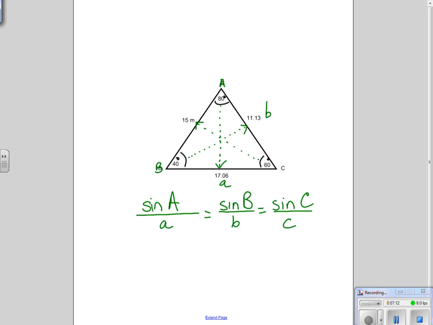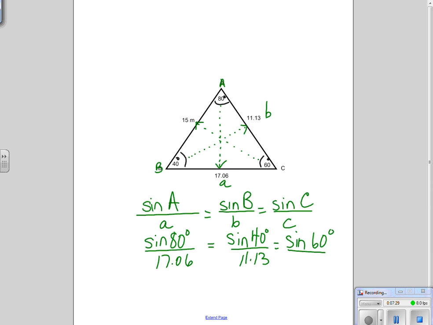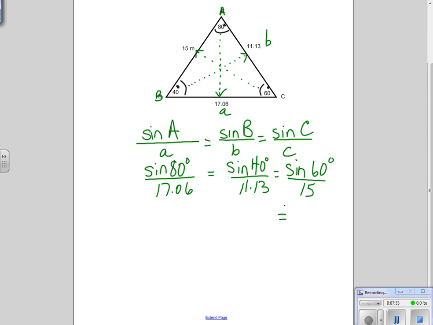We can check that that is true. Is it true that sine of 80 degrees over 17.06 is equal to sine of 40 degrees over 11.13 is equal to sine of 60 degrees over 15? Because we've introduced rounding errors, I'm assuming these will all be just a little hair off, but you can see that the relationship will work.